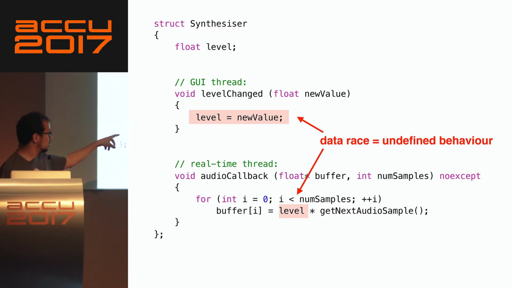So what it's going to do is probably optimize it in such a way that it's going to load the value of the level once into a register, and then it's going to use that value inside the loop. So you're going to have only one memory access, and then the value is going to be in a register. It's not going to change. And the optimizer is allowed to do that because the optimizer always assumes you don't have any data races.